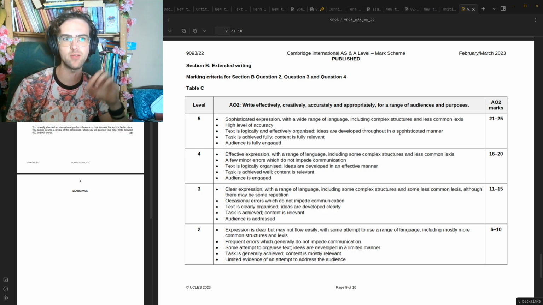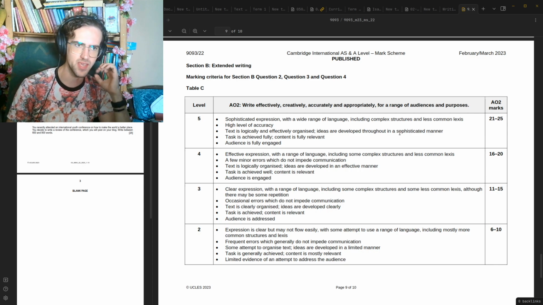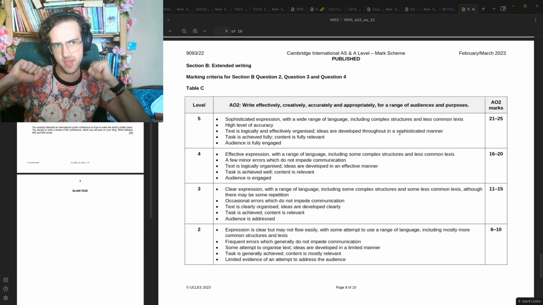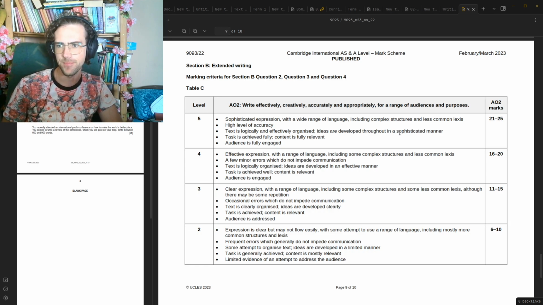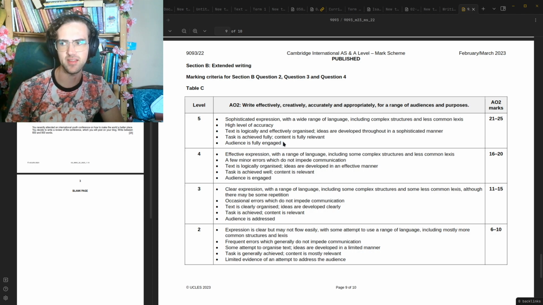Because the point of language accuracy is to be able to communicate. And if you are throwing someone off by a weird language use, obviously they're not going to be able to be as engaged in your story. You want to draw them in and really engage with them. So text is logically and effectively organized. Again, task is achieved fully, content is fully relevant. And so it's, yeah, yes. Lexis is words.